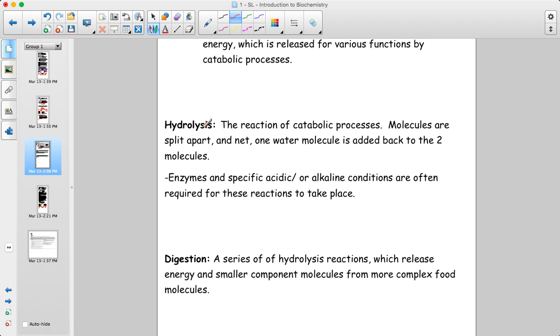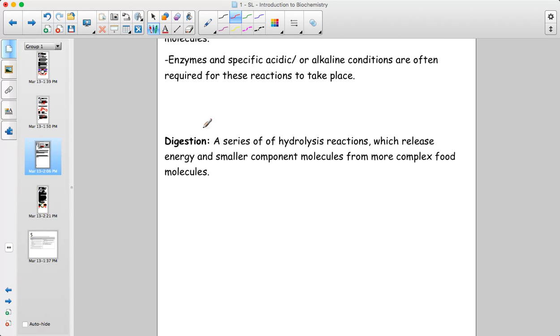We already talked about the hydrolysis reaction and digestion. You can essentially think of digestion as a series of hydrolysis reactions. There's more going on than just that, but one major aspect of it is it's lots of hydrolysis reactions which break down the big molecules that we have stored up into small component molecules and energy.